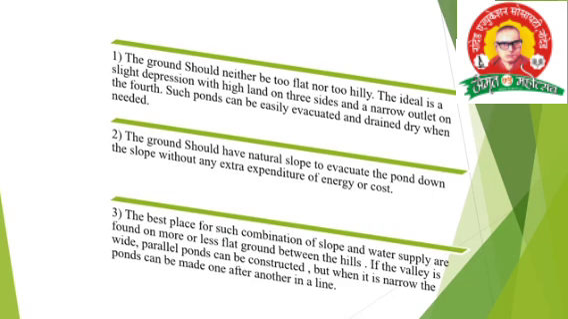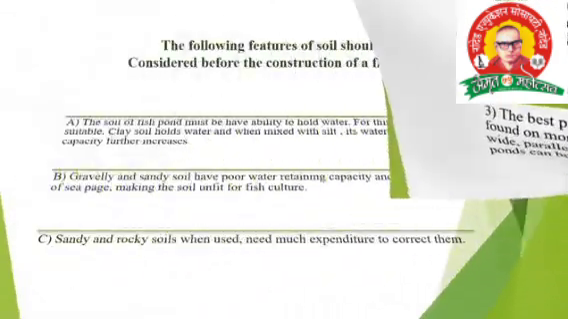The best places with such a combination of slope and water supply are found on more or less flat ground between the hills. If the valley is wide, parallel ponds can be constructed, but when it is narrow, the ponds can be made one after another in a line. This is about the topography.